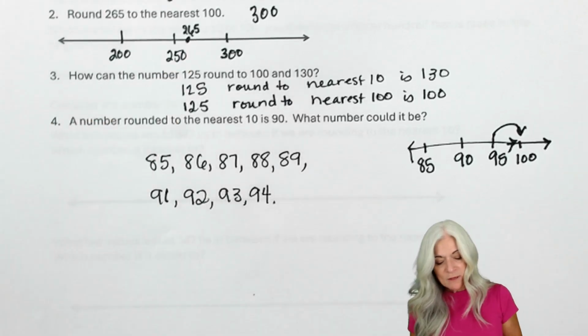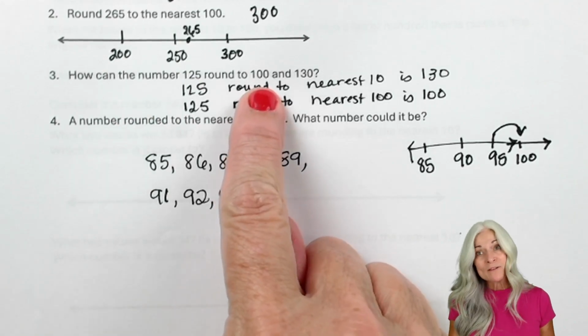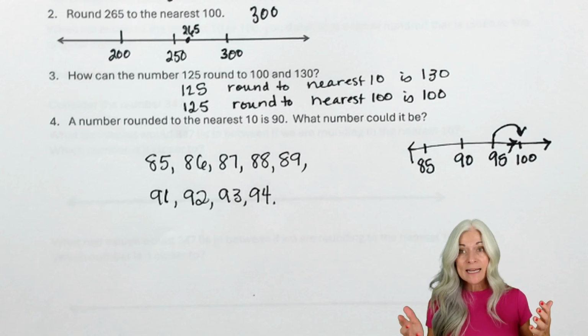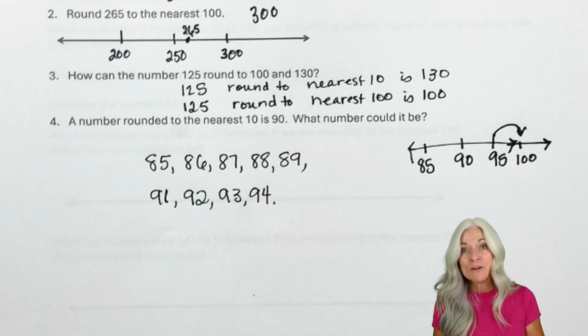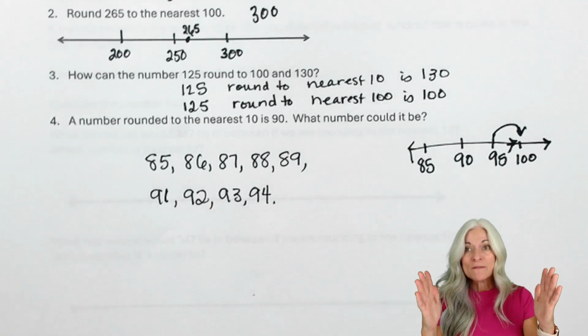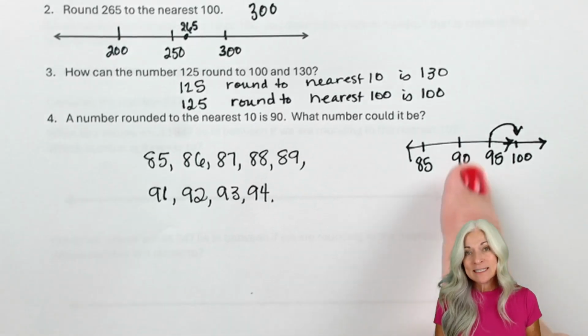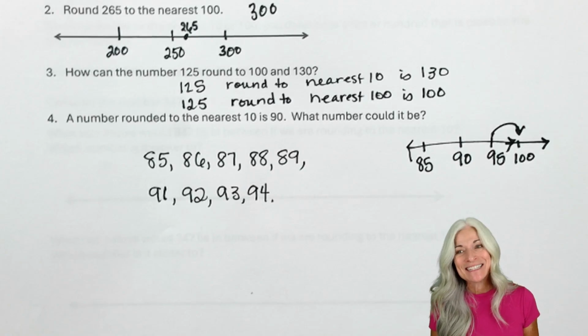The point of both of these is just getting them thinking about what place value we're rounding to and how it's going to give us different answers depending on the place value that we're rounding to. And here, helping them see that spectrum of numbers that will round to the nearest 10 of 90 in this case.